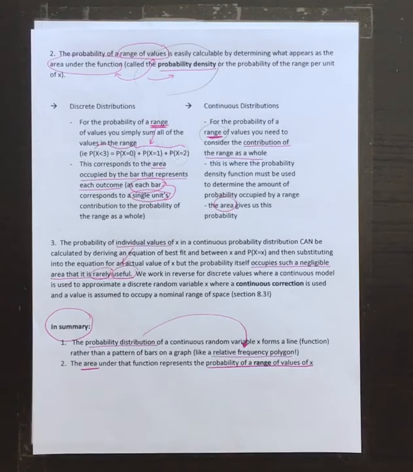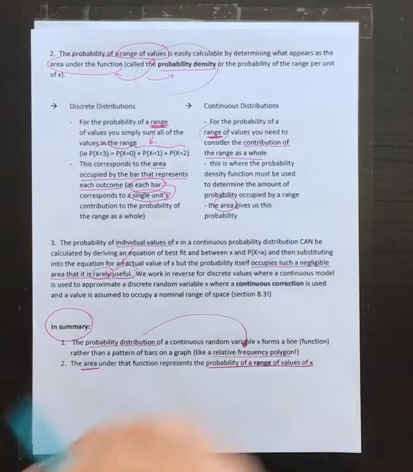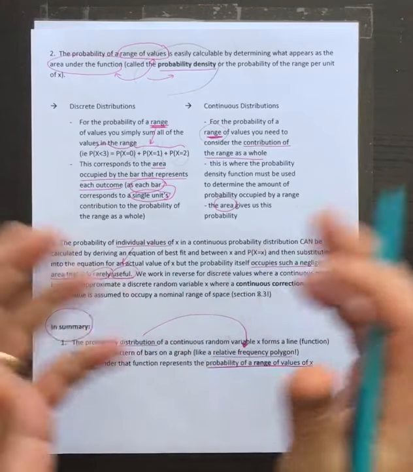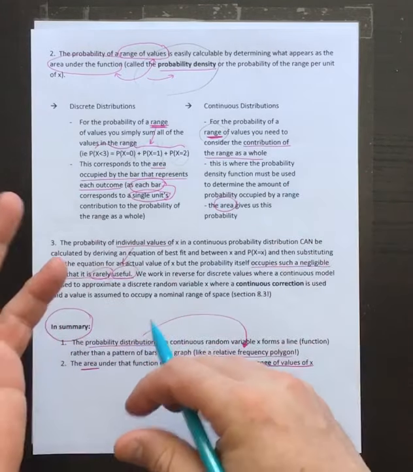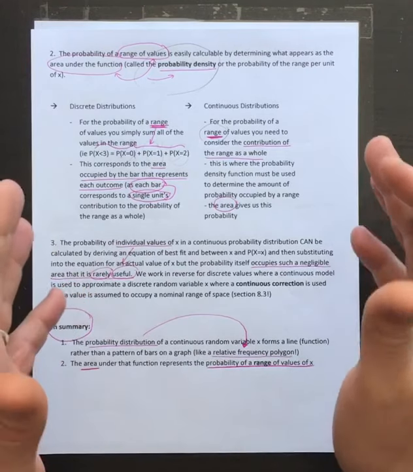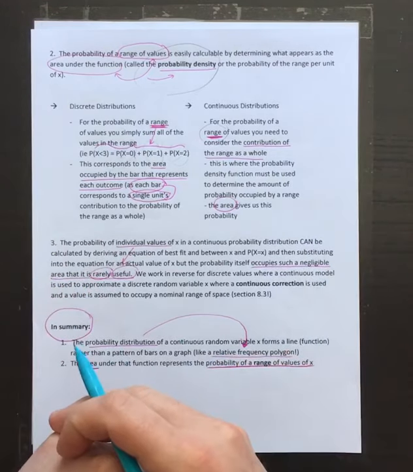What's the probability of a bag of chips weighing less than 45 grams? What's the probability of a bag of chips weighing more than 45 grams? What's the probability of a bag of chips weighing between 40 and 50 grams? Okay, that's still a range rather than a specific value.